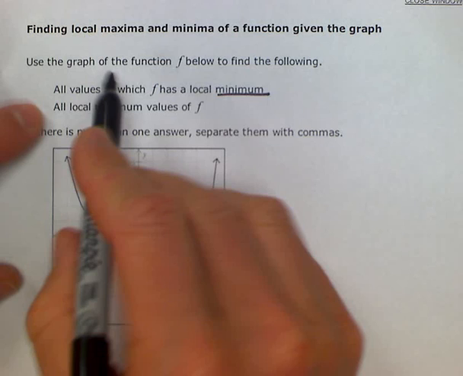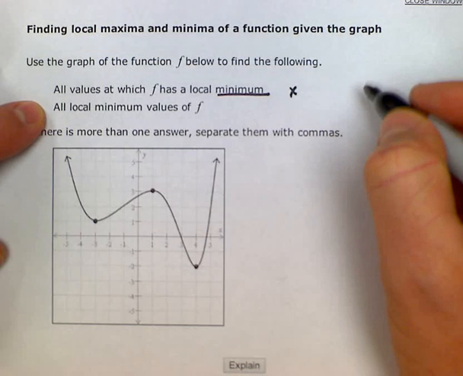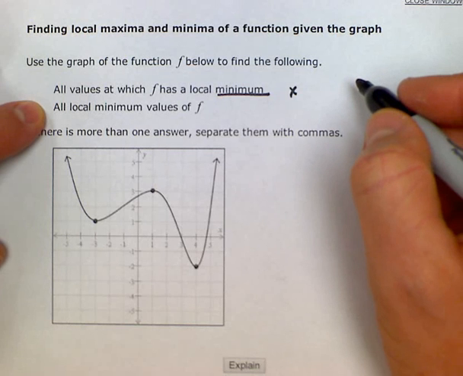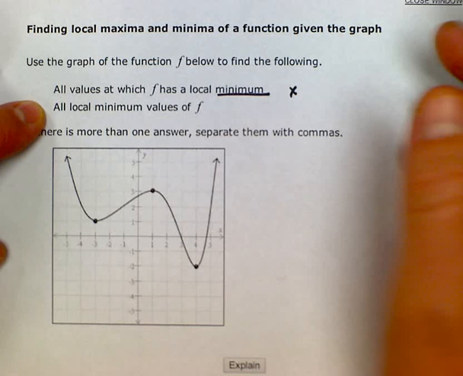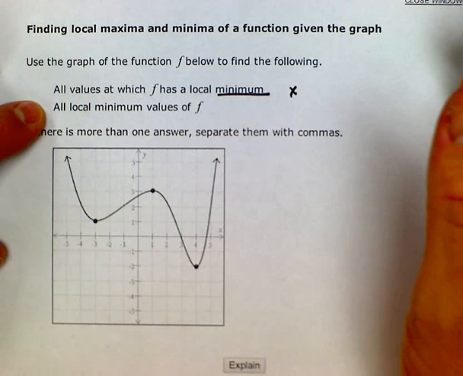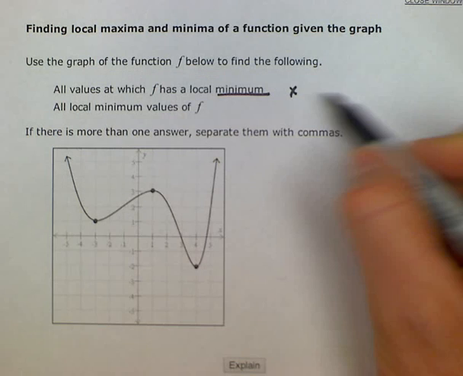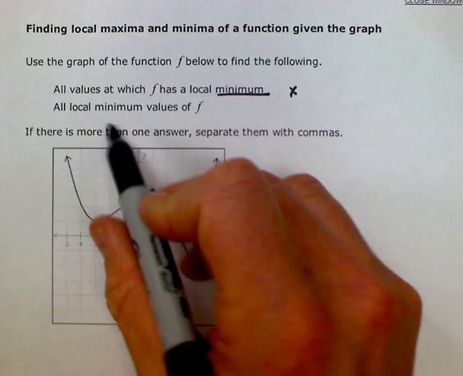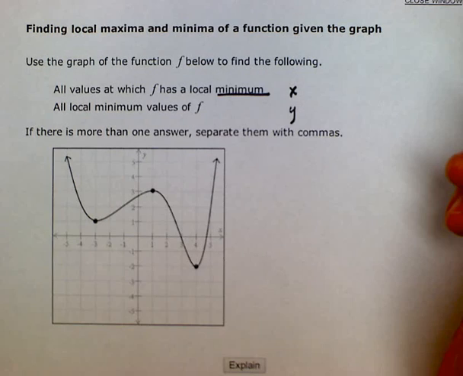All values at which, this is looking for the x value at which you would find that critical point, where it's changing from decreasing to increasing or the opposite, and then you have a local minimum or maximum. Here we're looking for the minimum. And then all local minimum values, the actual value, they're looking for the y value of that coordinate.